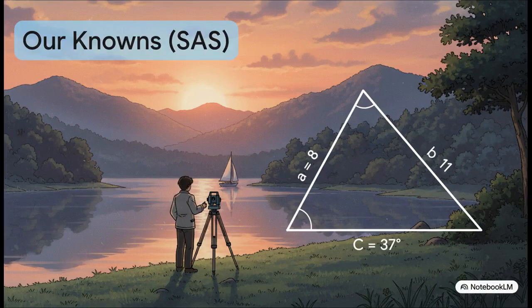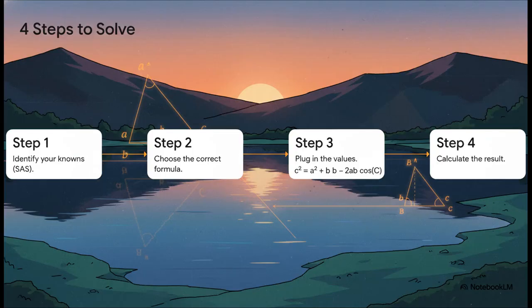So let's say we've got our numbers. We know one path is 8 miles, or feet, whatever. The other is 11, and the angle right between them is 37 degrees. This whole setup, by the way, is called side angle side, or SAS, and it's the perfect job for the law of cosines. Getting to the answer is just 4 easy steps away. And hey, we already did step 1. We know what we've got. Now we just need to grab our formula, plug in the numbers, and let the calculator do the heavy lifting.